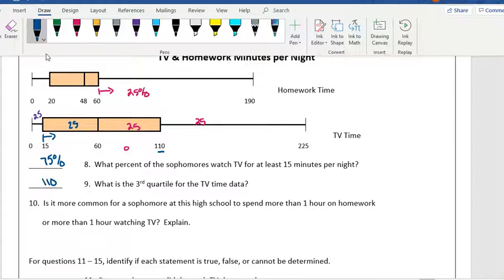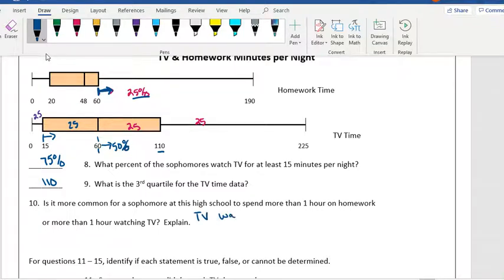Is it more common for them to spend more than an hour on homework or more than an hour watching TV? Okay, so the homework, more than an hour here, this is the homework hour mark at 60 minutes, and there's only 25%. And this is an hour right here, and that's at 50%. Okay, so 50% is more than 25%.